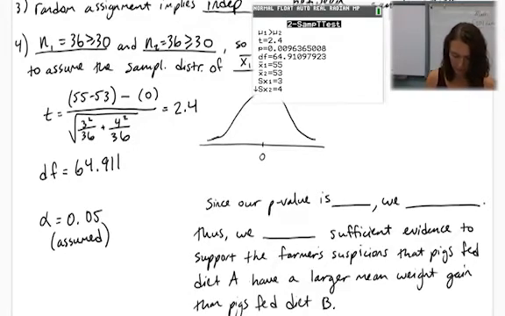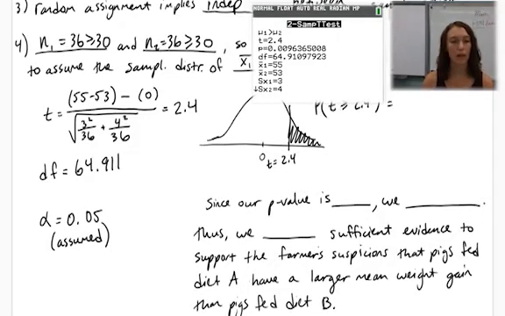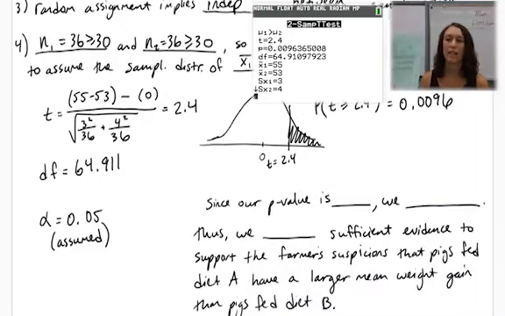And then we want to do our probability. So if my t-value is 2.4, I want the probability that t is greater than or equal to that. So probability that t is greater than or equal to 2.4. And then we can see here from our computer output that probability value, 0.0096.